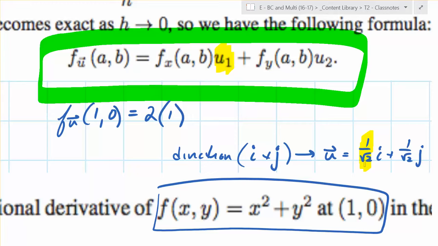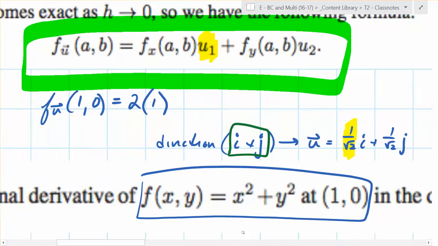Did that make sense? So we have 2 times 1 times 1 over root 2. But it's not always the same. No, it's not. That's a great question, Nam. I used an example where they ended up being the same. Do they have to be the same? No, it just happens that these are the same.